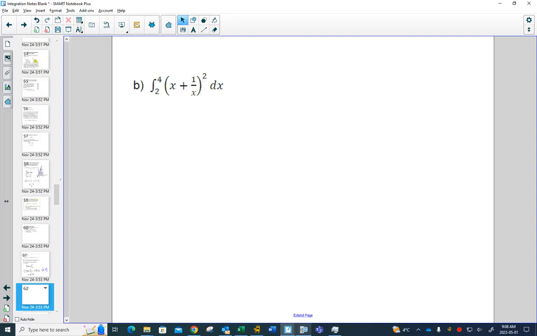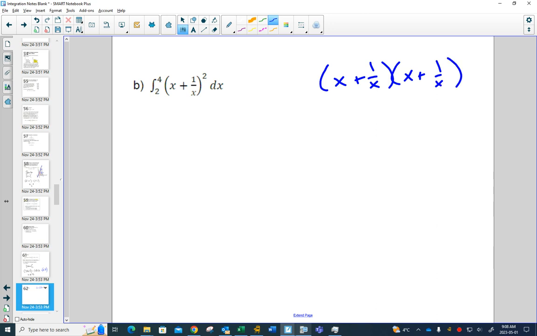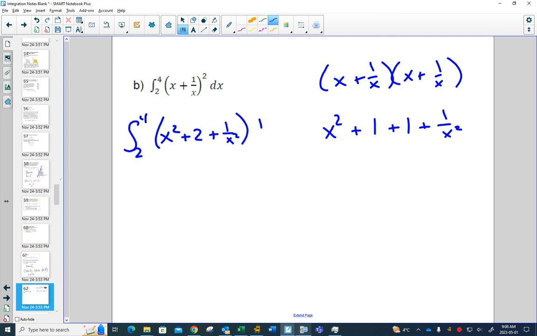This isn't too bad to actually square, right? Square is multiply by itself. And if you distribute, you're going to get x squared plus 1 plus 1 plus 1 over x squared. So this is the same as the integral from 2 to 4 of x squared plus 2 plus 1 over x squared dx. And the reason this is nice is all of those are easy integrals to do.